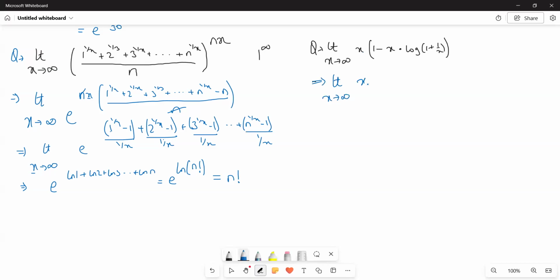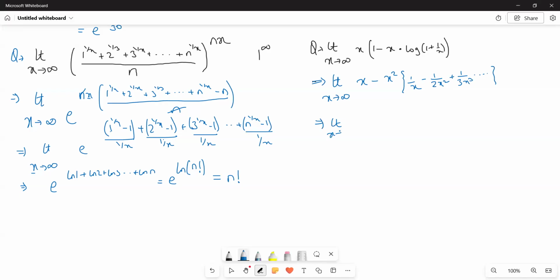So this is like writing x minus, multiplying x inside, x square and log of 1 plus 1 by x. And here we have to apply the series expansion. So log of 1 plus 1 by x would be 1 by x minus 1 by 2x square plus 1 by 3x cube, dot dot dot. No need to write further, 3 terms, as we had already mentioned.